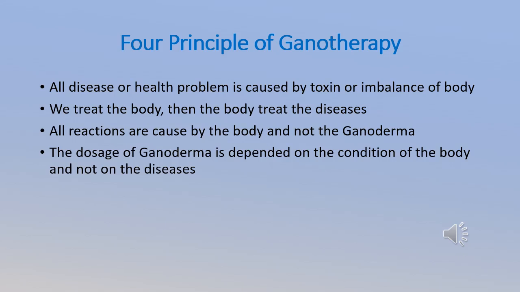The third rule is that all reactions are caused by the body and not Ganoderma. When people take Ganoderma, there are a lot of ailment reflections, there are all reactions, then they get worried. Do not get worried. This is not caused by Ganoderma. It is caused by the body. The fourth rule is that the dosage of Ganoderma depends on the condition of the body and not on the disease. Many people ask me, for diabetes, how many RGGL should we take? How many spirulina should we take? These are wrong questions, because we do not treat disease. That's why our dosage does not depend on the diseases, but on the condition of the body.